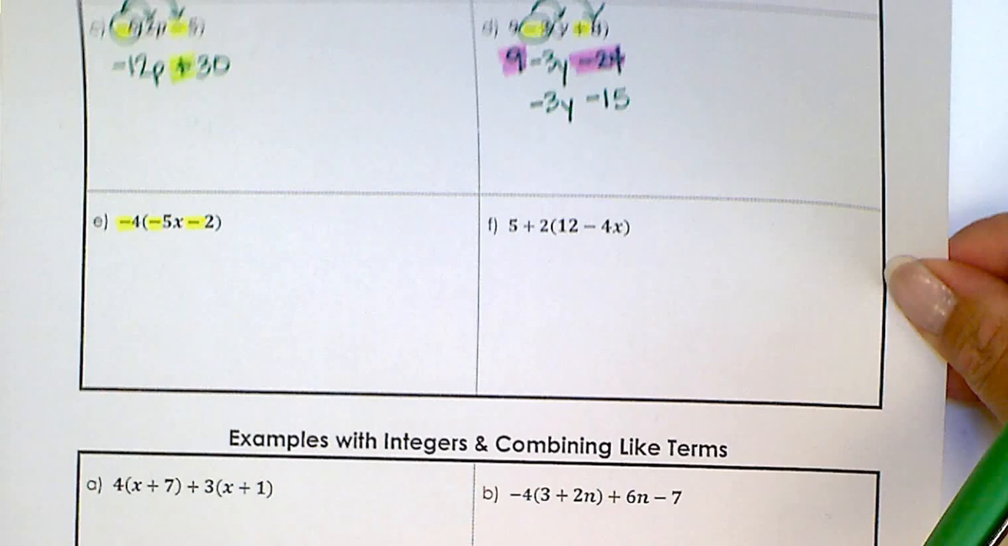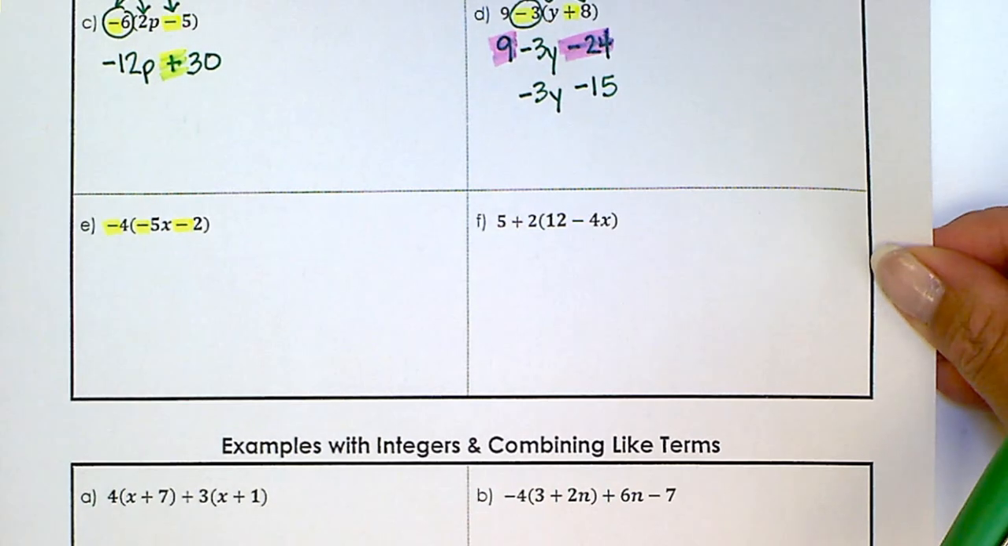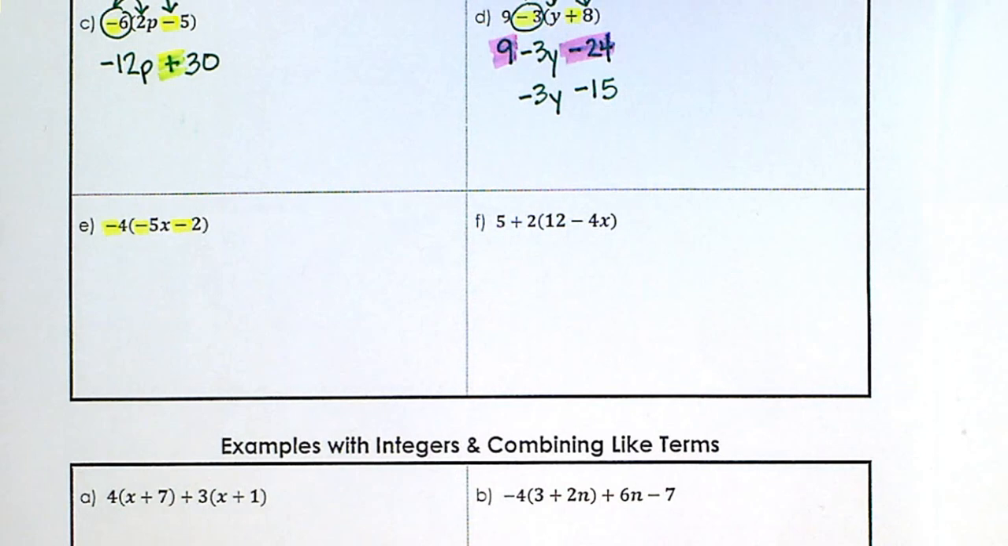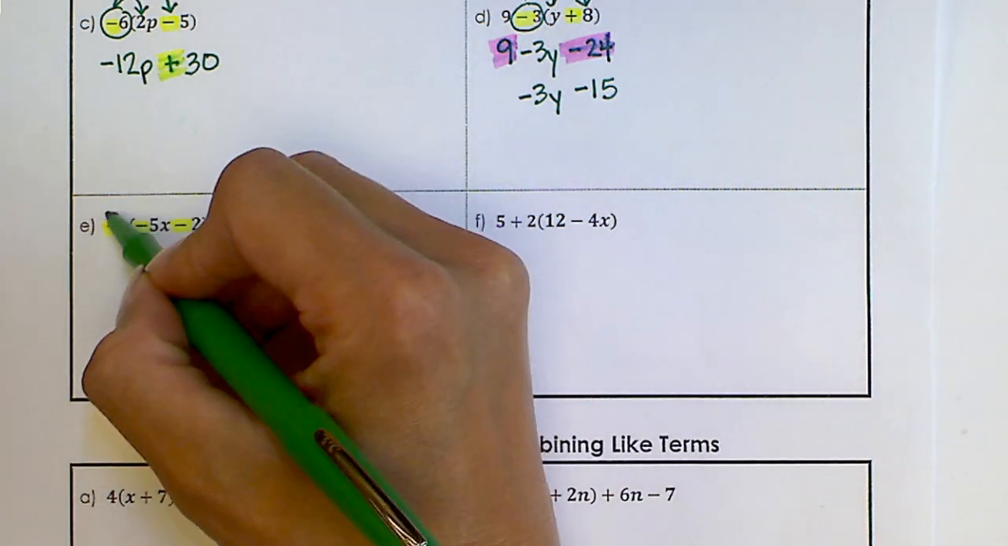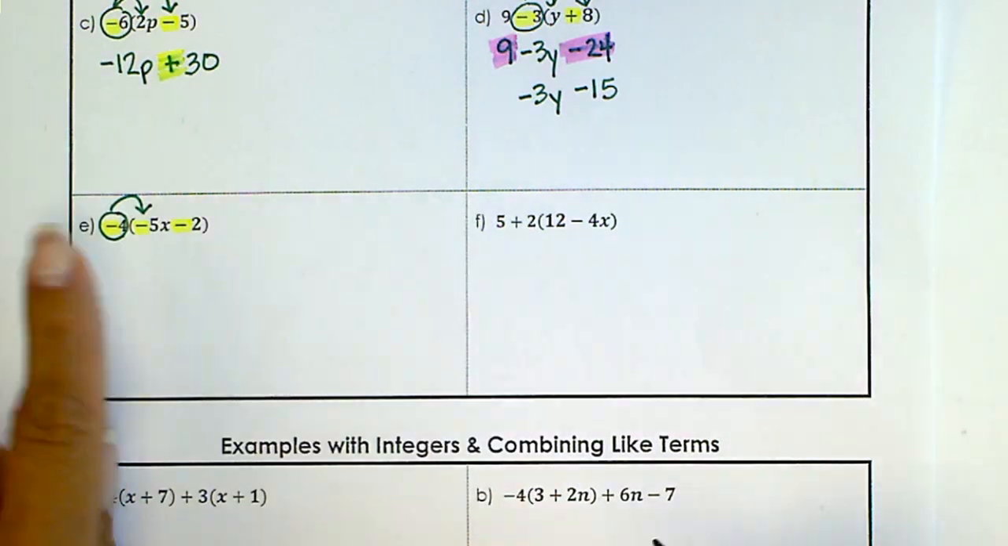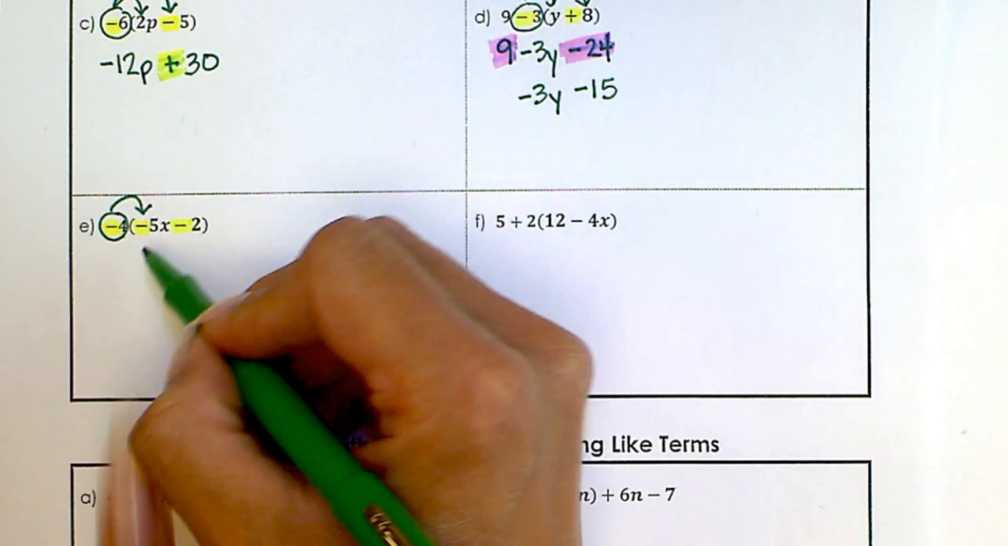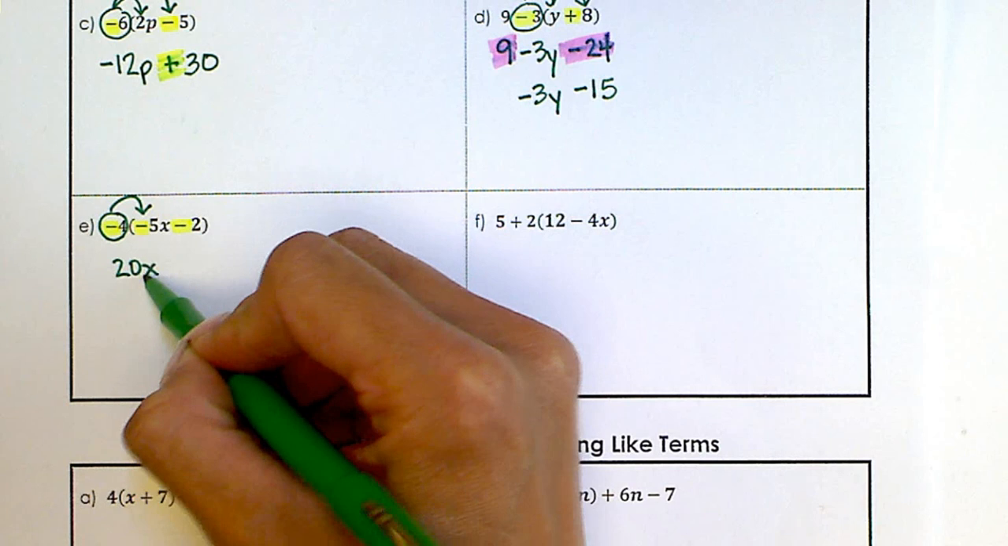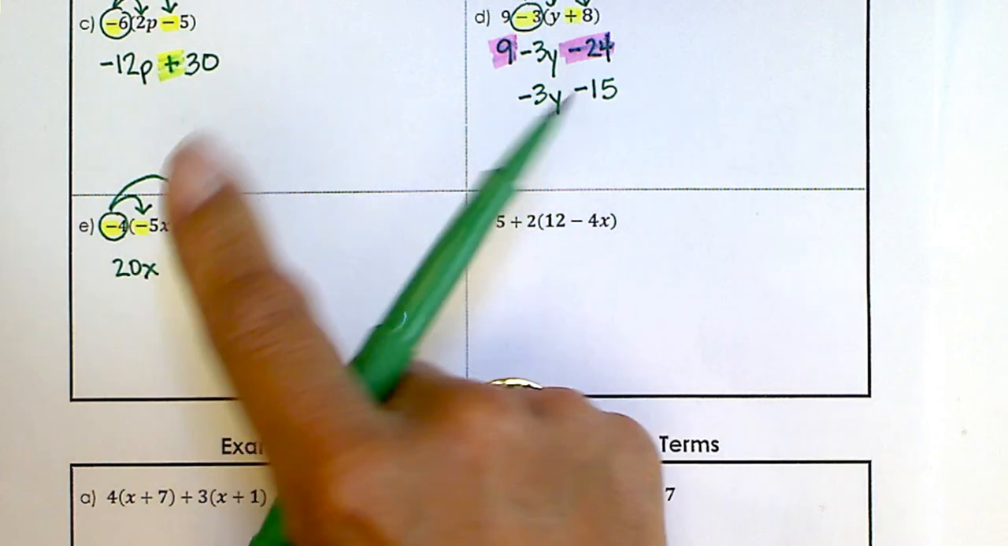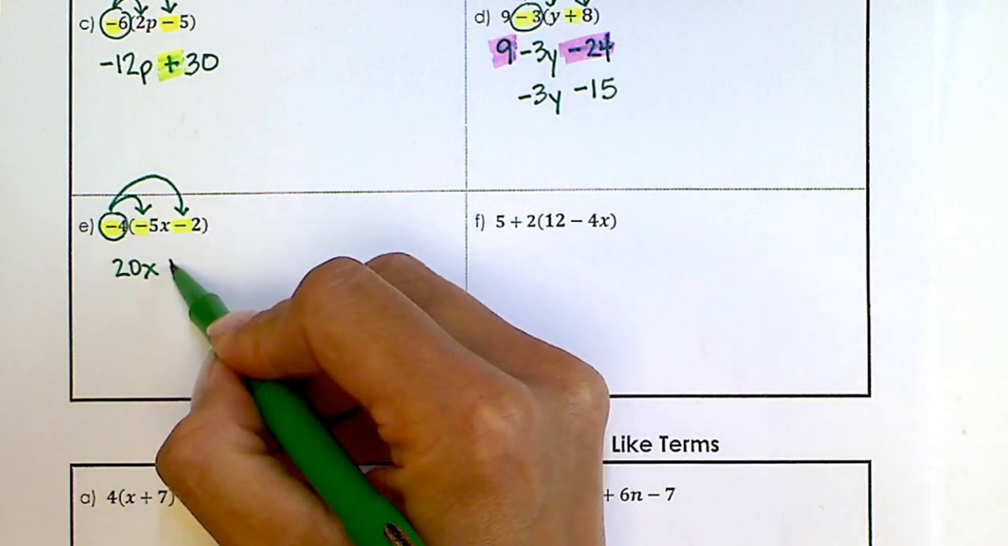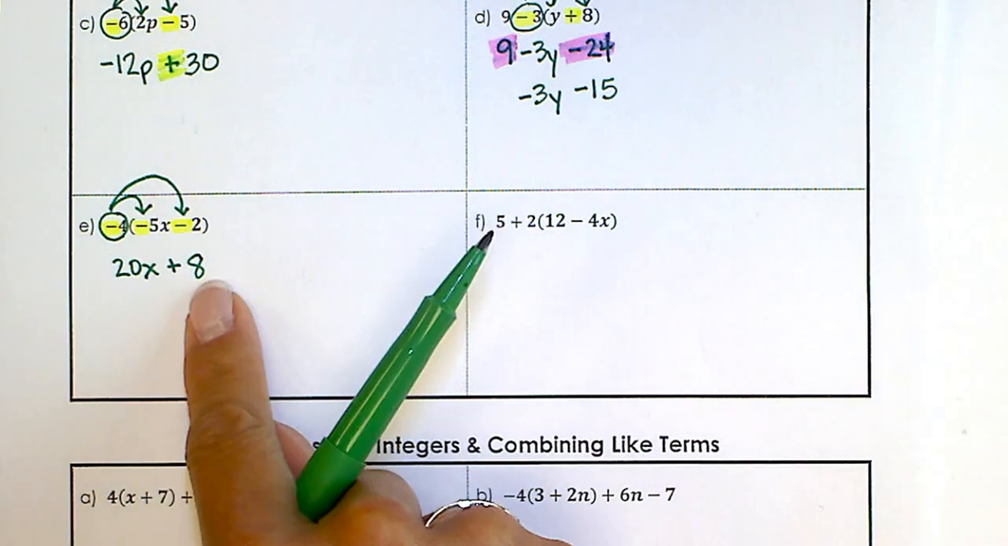Okay, let's do 2 more in this video, and then the next one will do the examples with combining like terms. Oh, be careful with E. A -4 times a -5 is a +20x, and a -4 times a -2 is a +8. That is the final answer for E.